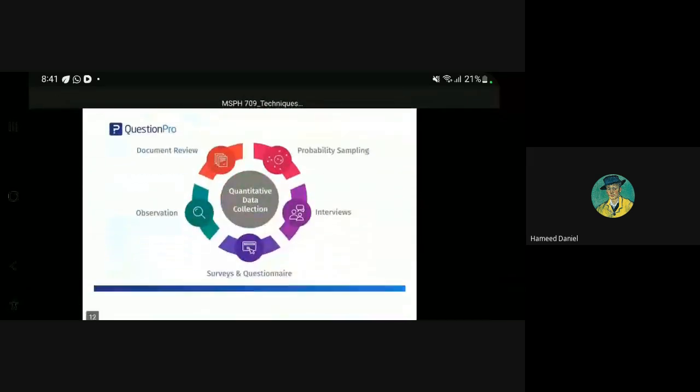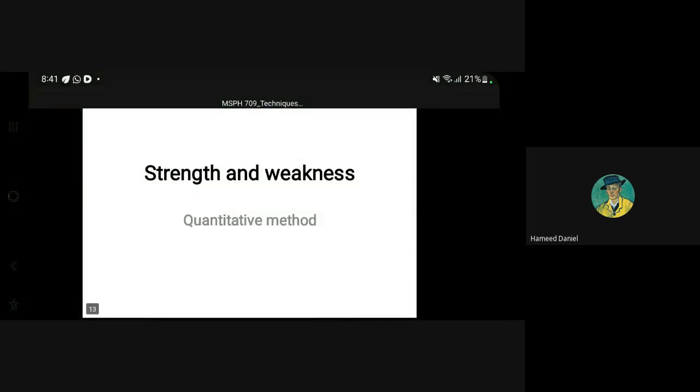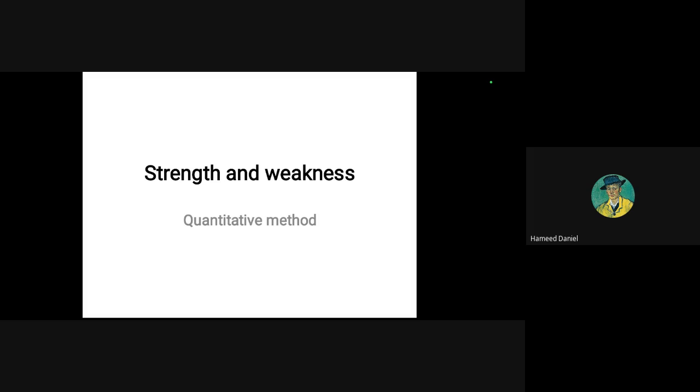To the next. So I want to take a look at the strengths and weaknesses of a quantitative research method.